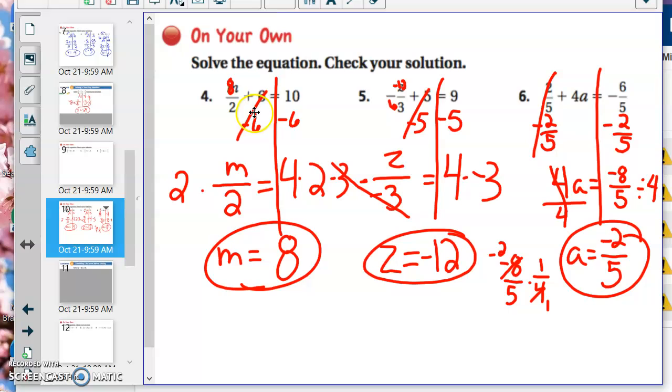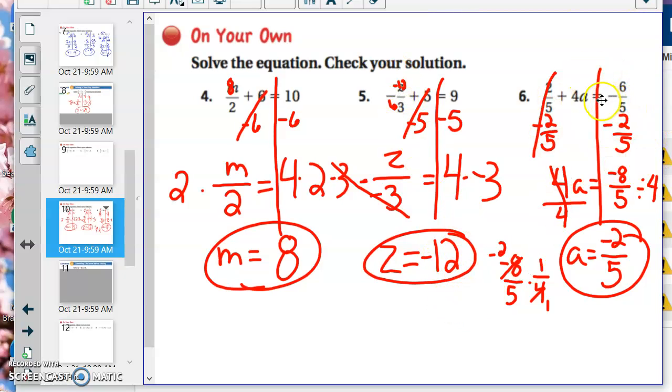Alright, to check those three, you should subtract 6 on both sides, and then times by 2 on both sides, and you should get 8, and 8 divided by 2 is 4, 4 plus 6 is 10, so 8 is the correct answer. This one you should have subtracted 5 on both sides, then you have to times by negative 3 on both sides, and that gives you negative 12 as your answer, and when I check it, I do get it right.